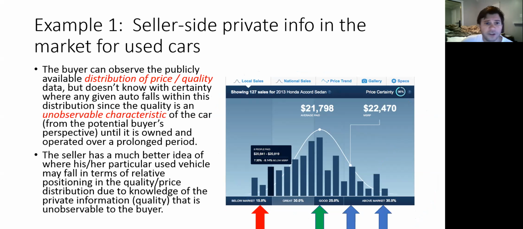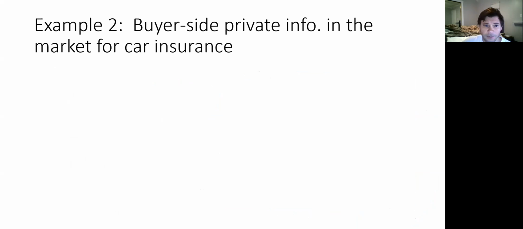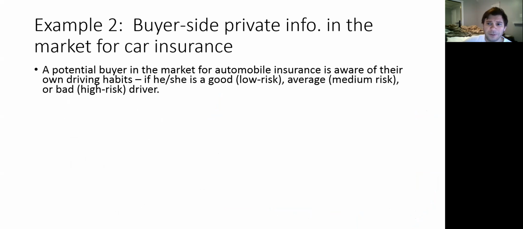Let's move on to another example where we will deal with some buyer side asymmetric information in the market for car insurance. So this is an insurance market, not really a good or service market here, a product market. But a potential buyer in the market for automobile insurance is aware of their own driving habits. If you're a good driver or a bad driver. And if you're wondering at this point, I will tell you, you're probably in the bad category. If you don't know, probably you're not a great driver.